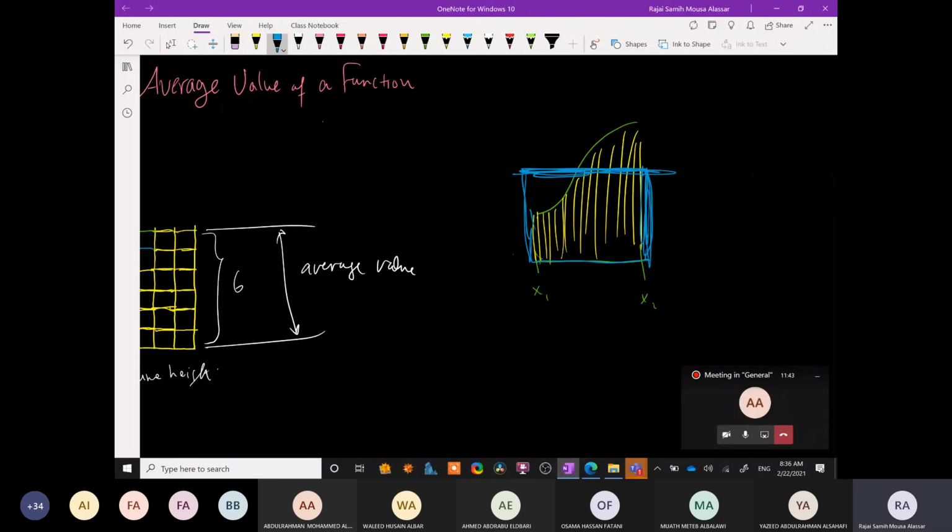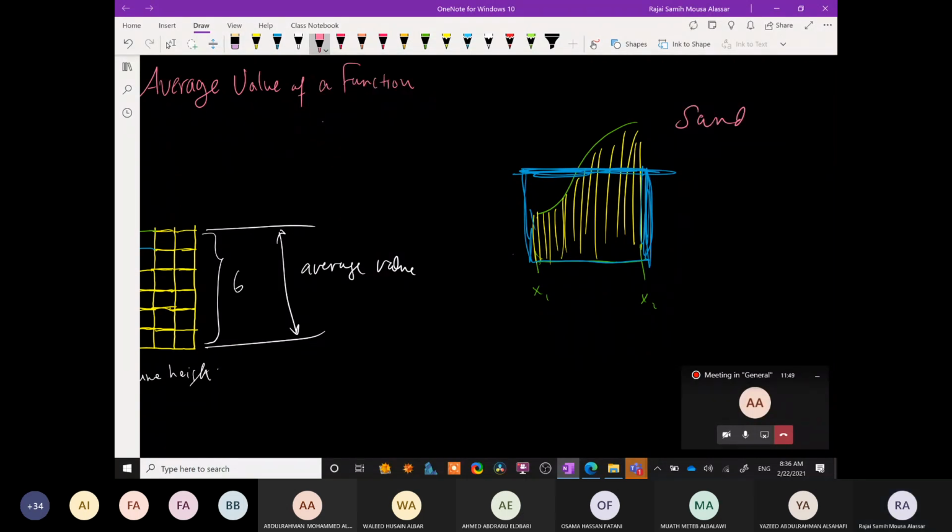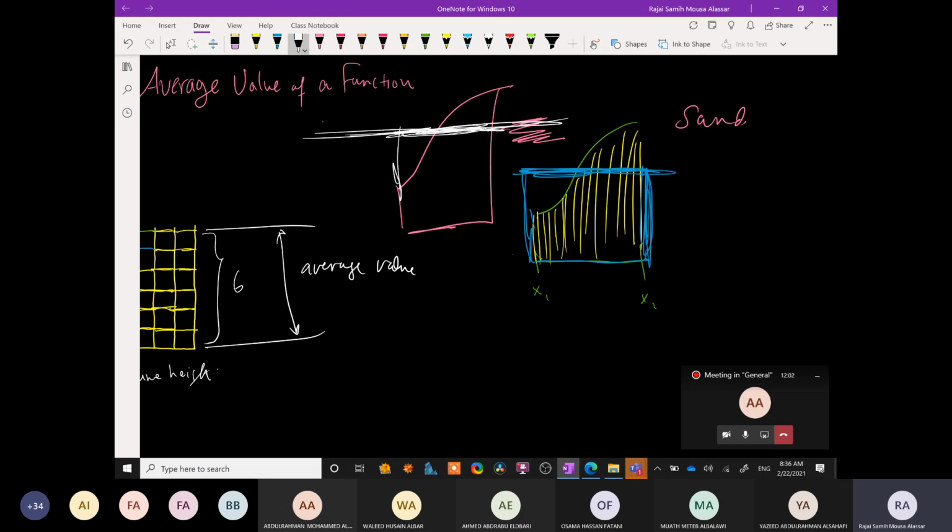Of the same area as the original area, correct? Yes. If you think of this as sand, and there is a pile of sand in 2 dimensions, let's say, and you shake it, this sand is going to fall down, correct? It will fall down something like this, and it will have a horizontal top. So eventually what we're saying is that this extra sand has come actually from this side, correct?